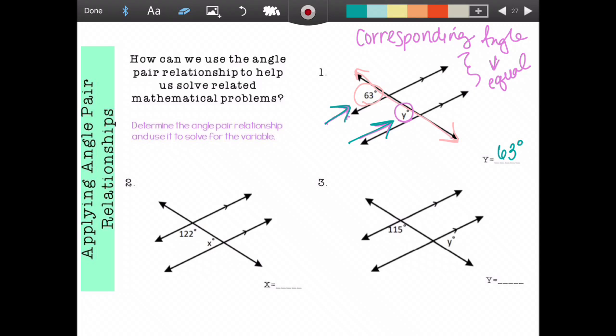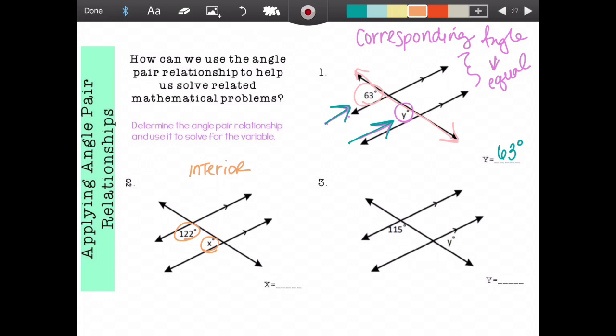Guys, so hopefully you've answered 2 and 3, and let's see if you got them right. So first, number 2, it gives us 122 degrees here, and it's wanting us to find the measure of x. The first thing I noticed, guys, again, is where the angles are. These are inside, in between the parallel lines, so that means that they are some sort of interior angles.